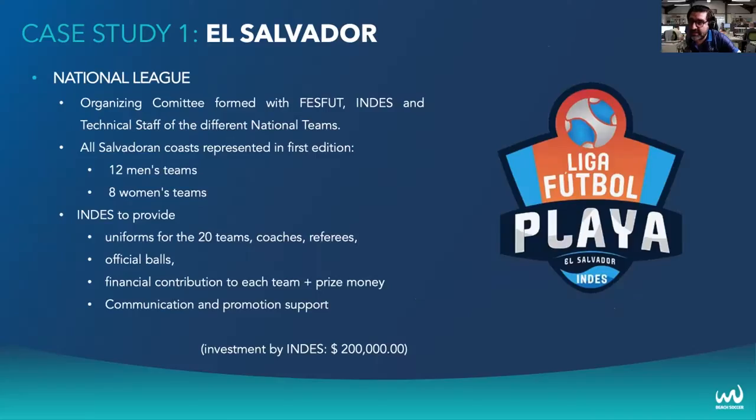Please, the next slide. The National League. We are working with FESFUT and the technical staff of different national teams to develop the first National Beach Soccer League, in representation of all the Salvadoran coast. We have two stadiums we can work with for the league, the Apulo in Ilopango and the Costa del Sol, where we played the Copa INDES in previous editions.